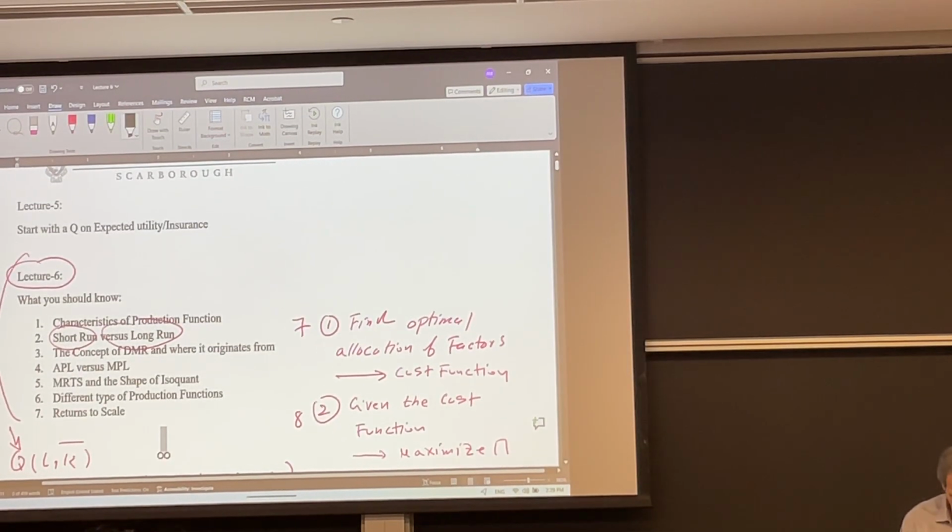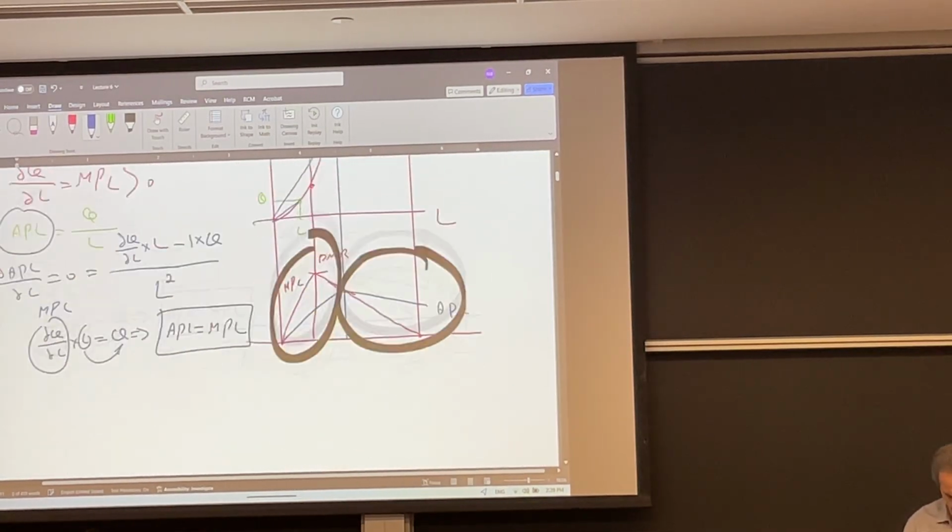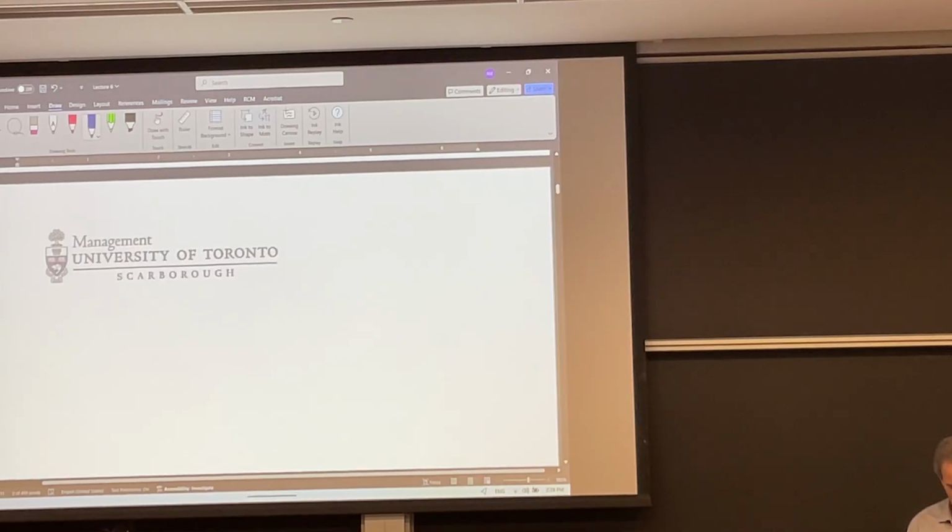That is all the way to there. That's the short run. In the long run, nothing is fixed. That's the long run now. Nothing is fixed.